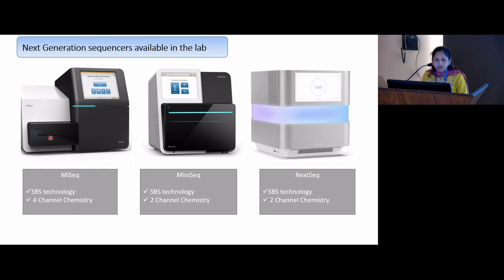So these are the 3 next generation sequencers that are available in the lab. This is MiSeq, it uses SBS technology, it has 4-channel chemistry. This is MiniSeq, it also uses SBS technology but 2-channel chemistry. And this is NextSeq, using SBS technology and 2-channel chemistry.